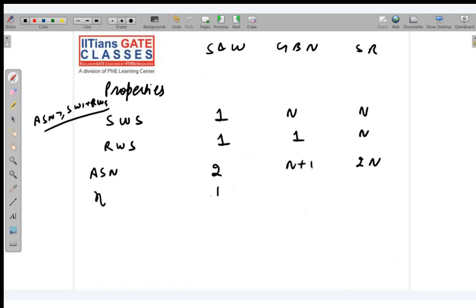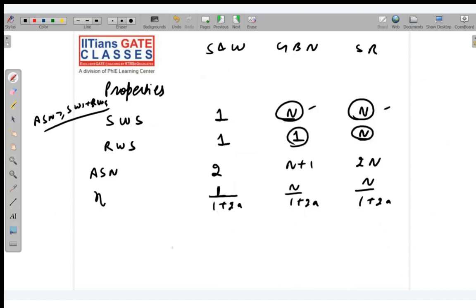Next is efficiency. Efficiency is 1 upon 1 plus 2a. The maximum we can send is 1 plus 2a, but in stop and wait we are sending only 1 frame. So 1 upon 1 plus 2a. Here n upon 1 plus 2a, and here also n upon 1 plus 2a, because we are assuming in go back n we are sending n frames and waiting for acknowledgement. In SR also we are taking n only. In GBN and SR, sender window size is roughly the same, but receiver window size is different: it is 1 here, and n here. Are you getting it? Yes, sir. So roughly we can say that efficiency is the same.